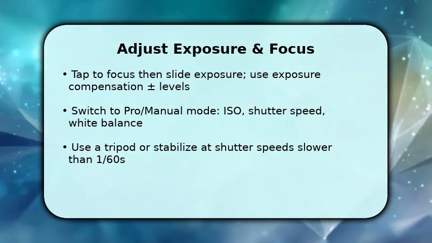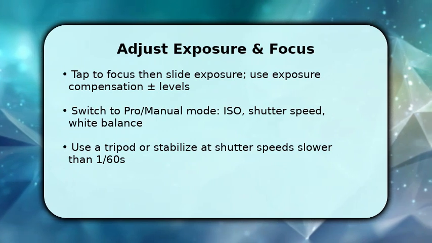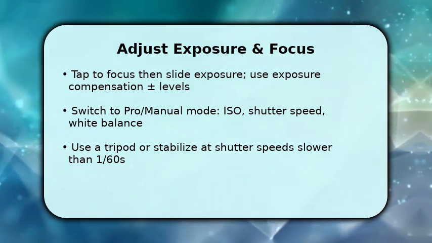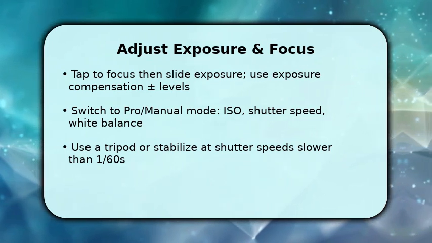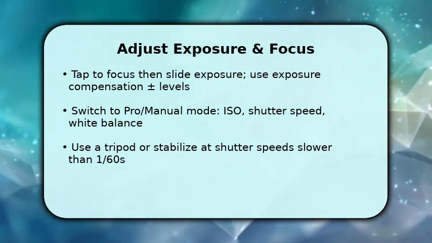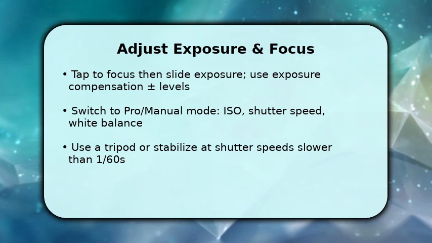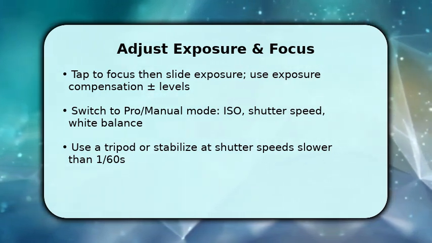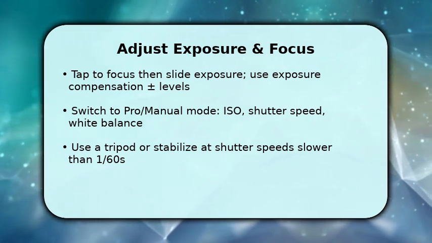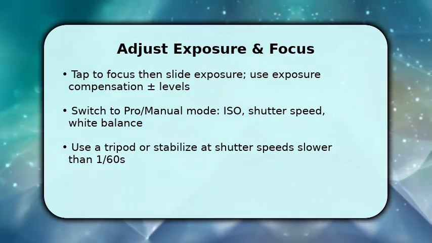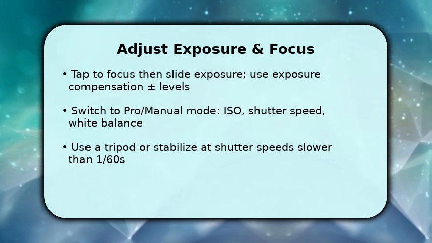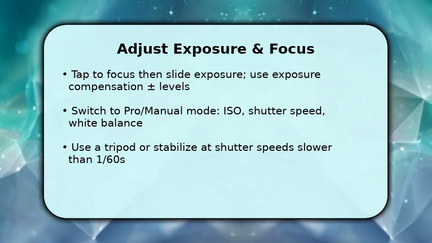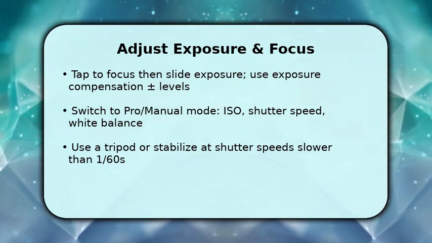Now refine exposure and focus. Tap the subject to set focus and slide the exposure control to brighten or darken the scene, because correct exposure preserves detail. Next, switch to Pro or Manual mode to set ISO low for cleaner images, choose shutter speed to control motion, and pick a white balance preset or Kelvin value so colors render accurately. Once you've set parameters, stabilize the phone for slow shutter shots and take a bracketed series if lighting is tricky.